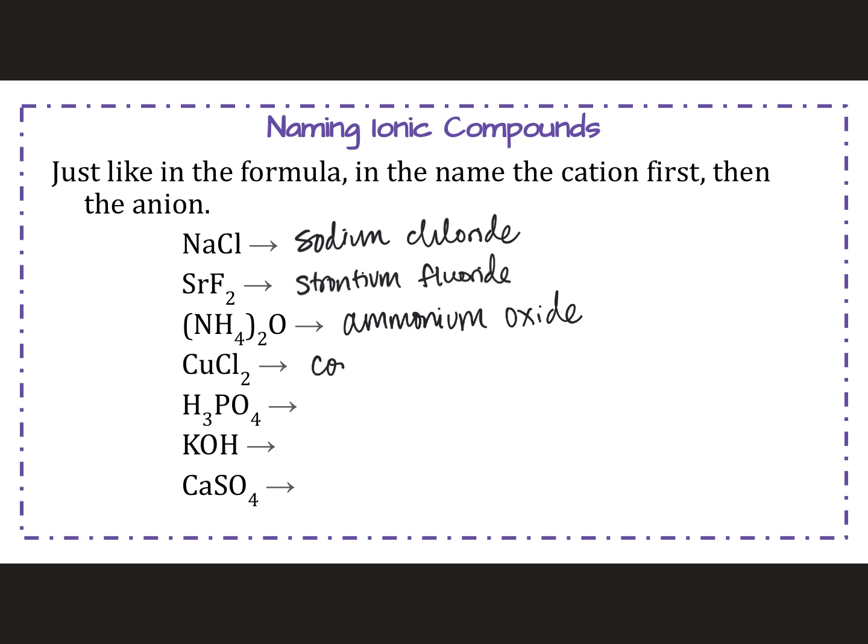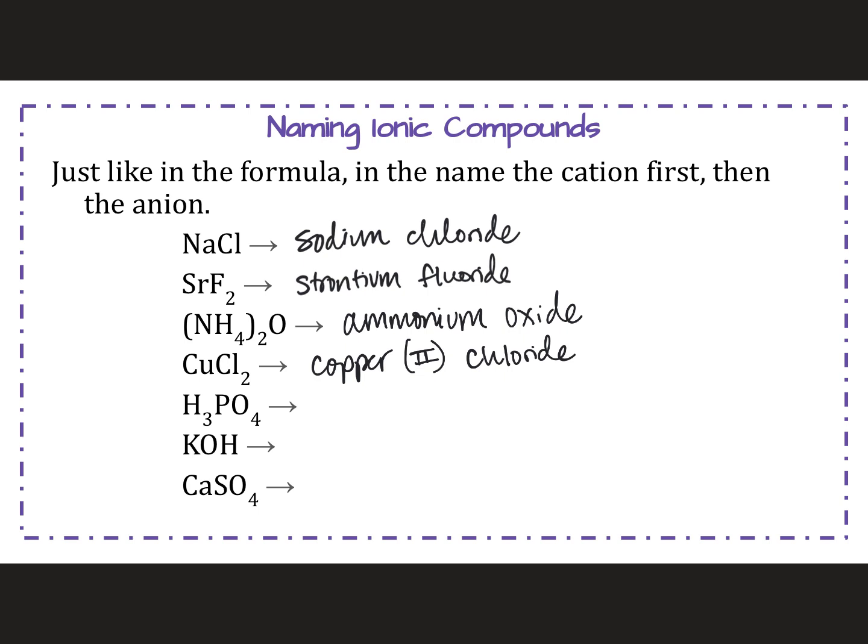Now remember that copper is a transition metal. So we actually have to do something a little special with copper. We need to put a Roman numeral to indicate its charge. In this case, it's +2. And we know that it's +2 because it's paired with 2 chloride ions, each of which are -1.